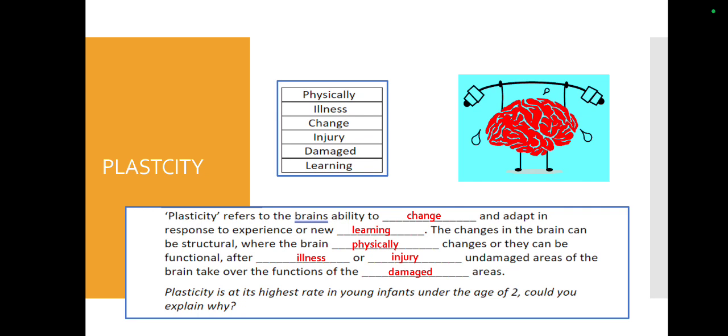New neural connections are forming in your brain to allow you to understand the material that you're being taught by your teachers. So that's what we mean by plasticity. Your brain's ability to change due to new learning or new experiences. Now, the changes in your brain, weirdly, can be both structural, if you want to highlight that, where your brain physically changes when you learn something new, or it can be functional, whereby if you've unfortunately experienced some sort of illness or injury and you've got a damaged region of your brain, then undamaged or healthy regions of the brain can actually take over the functions of the damaged areas.